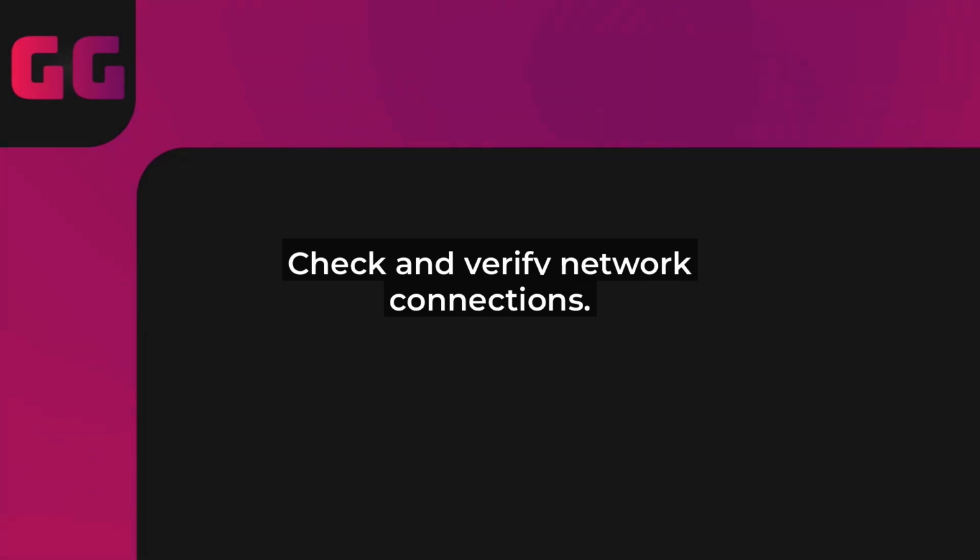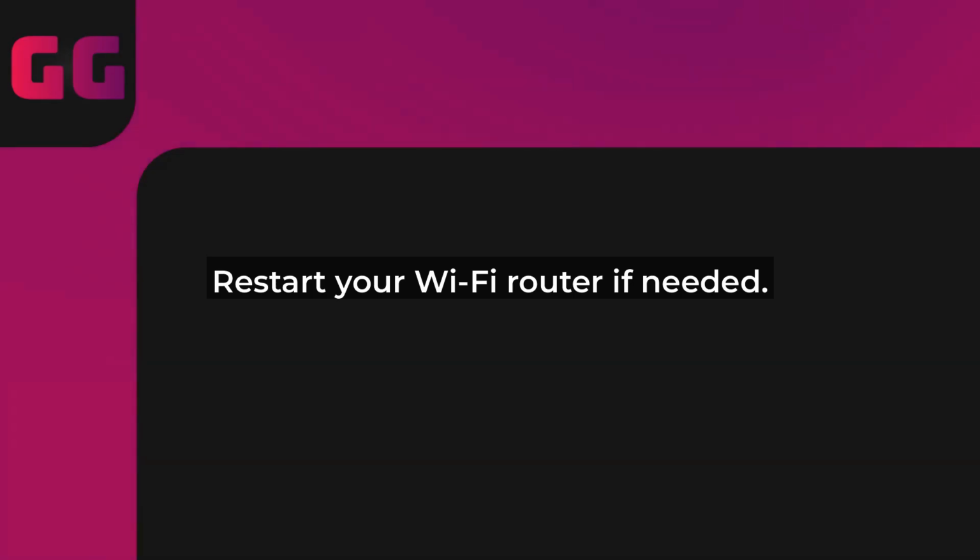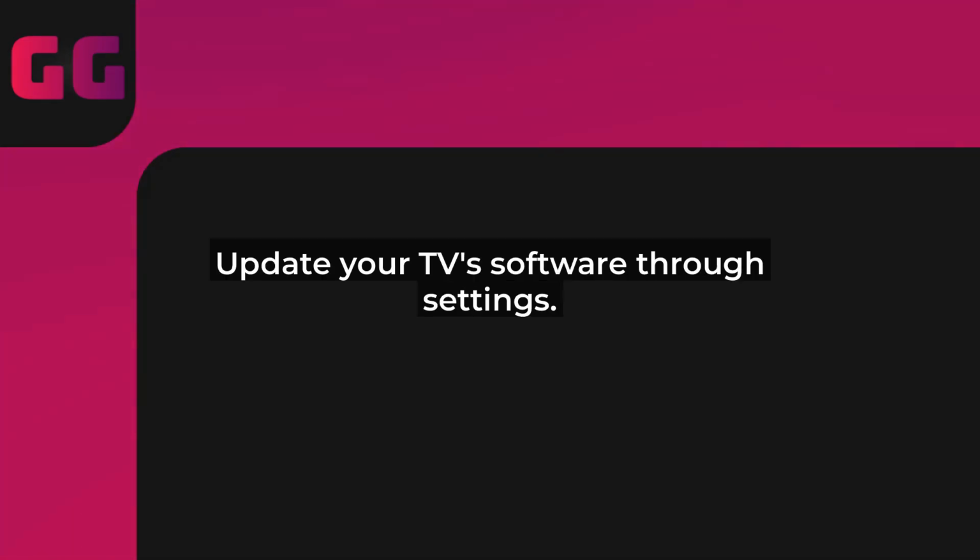If that doesn't work, check your network connections. Error code 105 is frequently linked to Wi-Fi issues. Ensure your TV is connected to a stable internet source. Go to the Settings menu on your LG TV, usually found by pressing the Home button on your remote. Navigate to Network or Connections and select Wi-Fi Setup. Make sure you're connected to your network and that the signal is strong. If needed, restart your router by unplugging it for 30 seconds and plugging it back in.